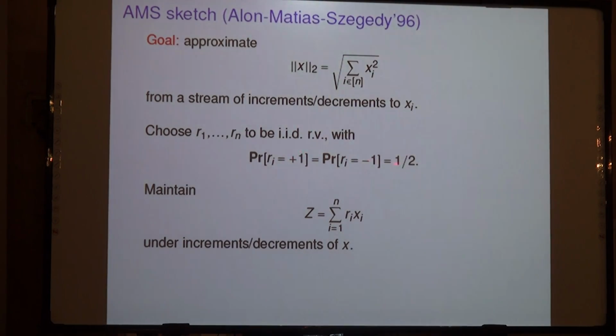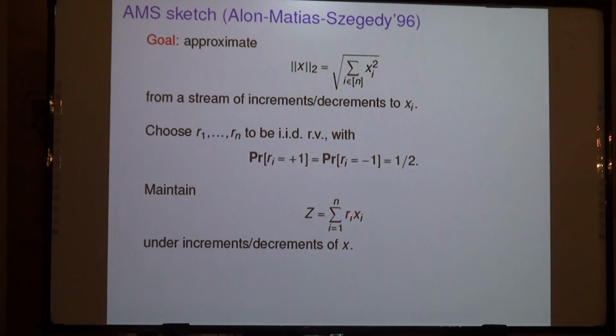Okay, so this is our solution, and this is due to Alon, Matias, and Szegedy from '96. Let R1 through Rn be IID random variables. Each Ri is just a random sign, independently +1 or -1 with probability 1/2. Then the algorithm, our basic algorithm, which will not quite work, we'll fix it in a second, will maintain basically a dot product of R and x. Our algorithm will maintain the counter Z, which is the sum over i from 1 to n of Ri times xi.